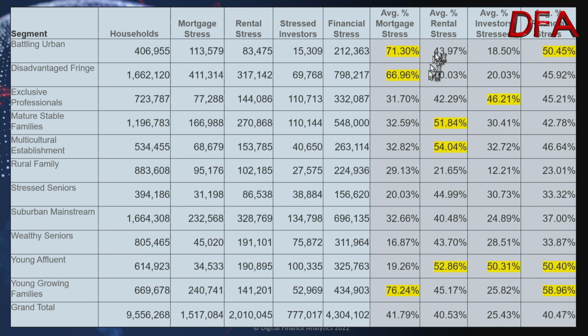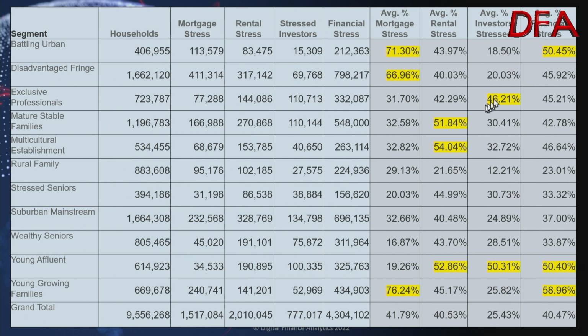But then if you look at the rental stress, it's a different group. So you've got this multicultural establishment, first-generation Australians. 54% of them have issues. So these are first-generation Australians struggling to make repayments. The young affluents, so these are a lot of people, for example, living in Bondi with big mortgages. A lot of them are struggling at the moment. And then you've got the more mature, stable families. Again, a lot of those are highly leveraged. A lot of them have multiple properties or big properties and big mortgages. So you can see some of the pain that is there.